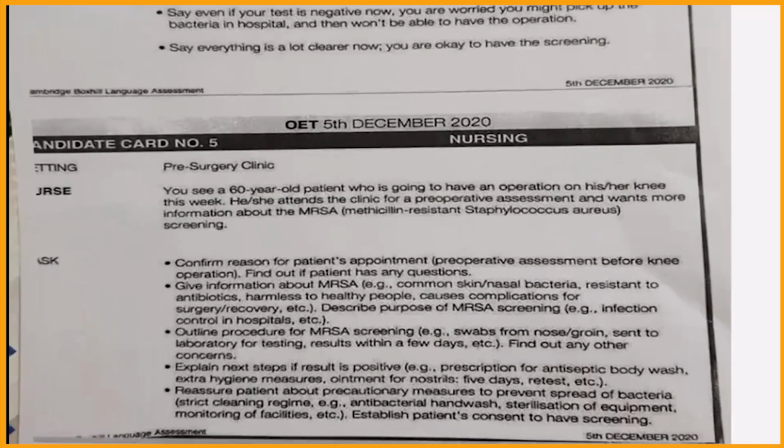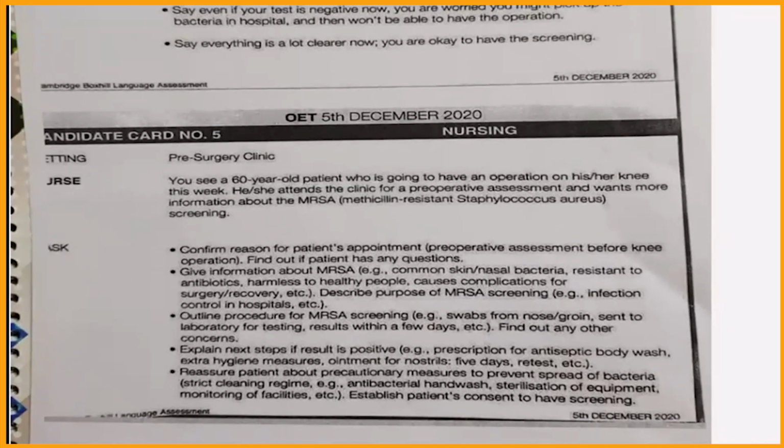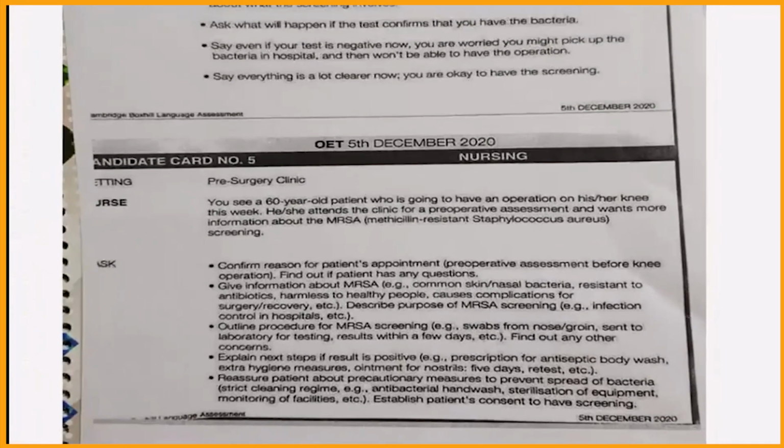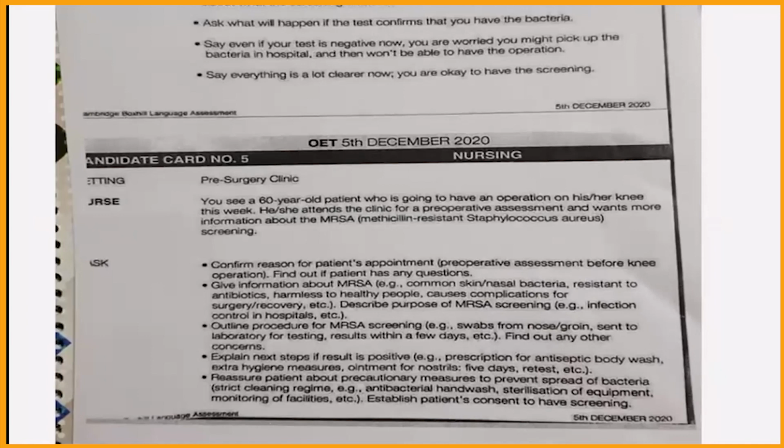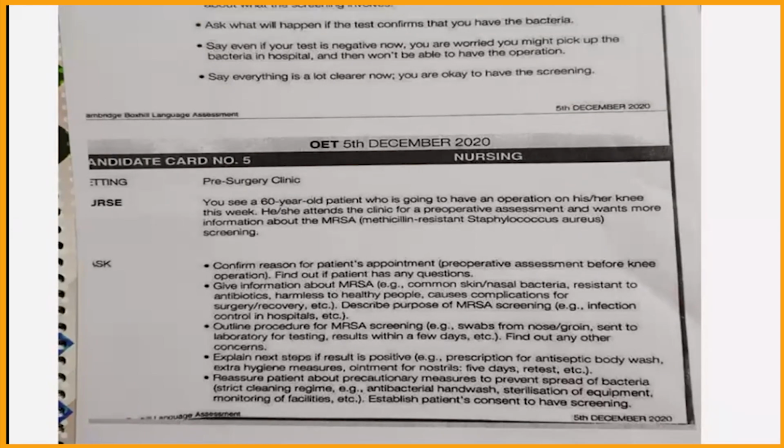Can someone read the next task for me? Explain next step. If result is positive, prescription for an antiseptic body wash, extra hygiene measures, ointment for nostrils, 5 days, retest, etc. Okay? So then when the patient says, what if my test turns positive? What do I do? Then you can say, they explain the next steps if the results are positive. The prescription of antiseptic body wash, all that.